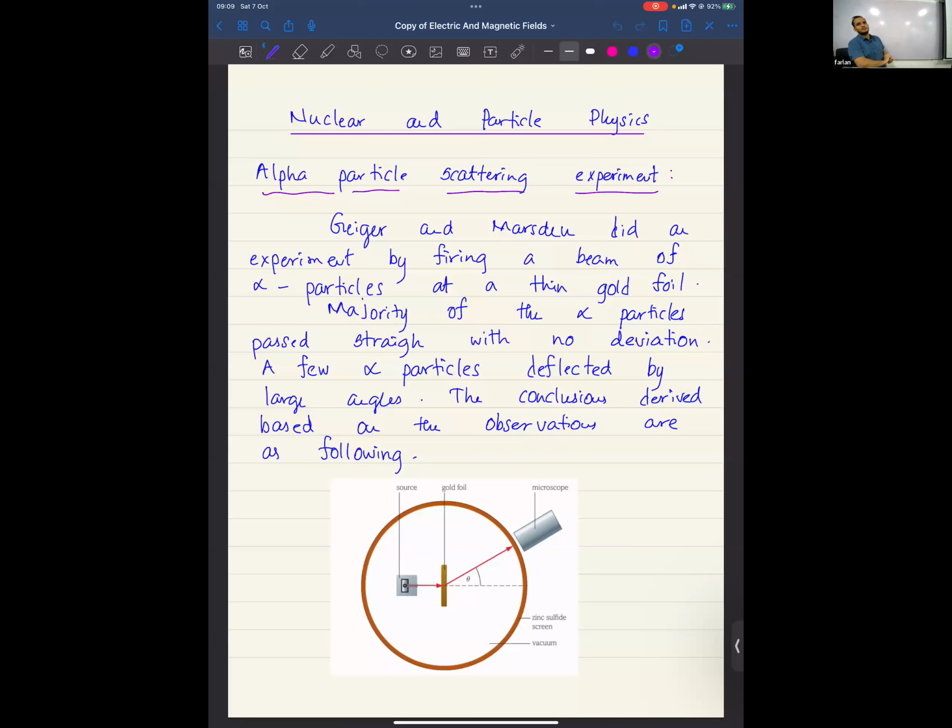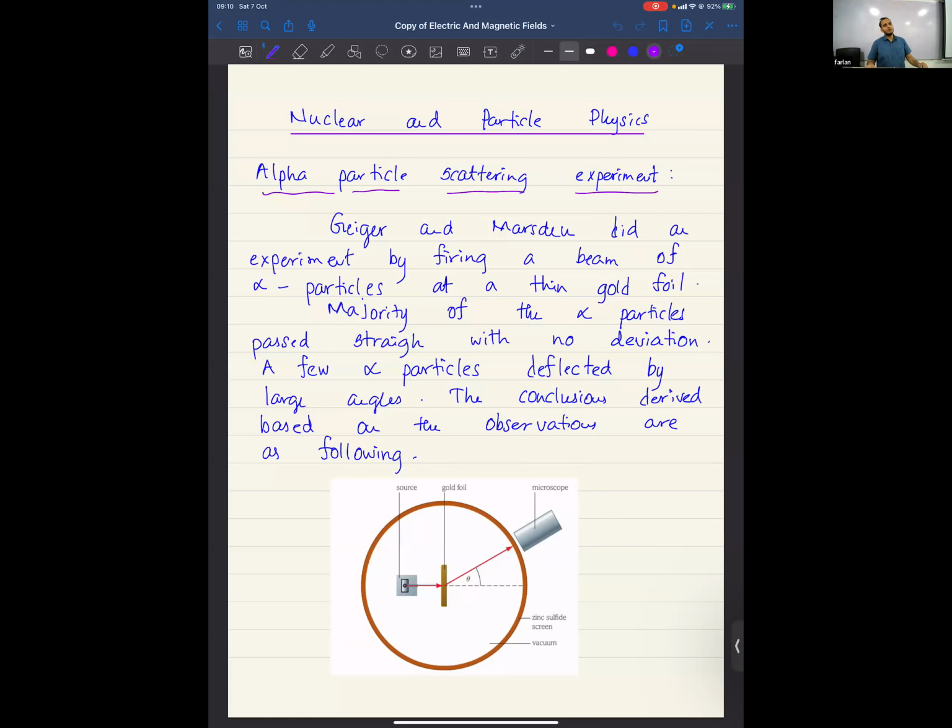So based on these observations, this is what was extracted about the atom. Most of the alpha particles going undeviated means the atom should be mostly empty space. That is the reason the beam of alpha particles is just going straight without any disturbance. So the atom is mostly empty.